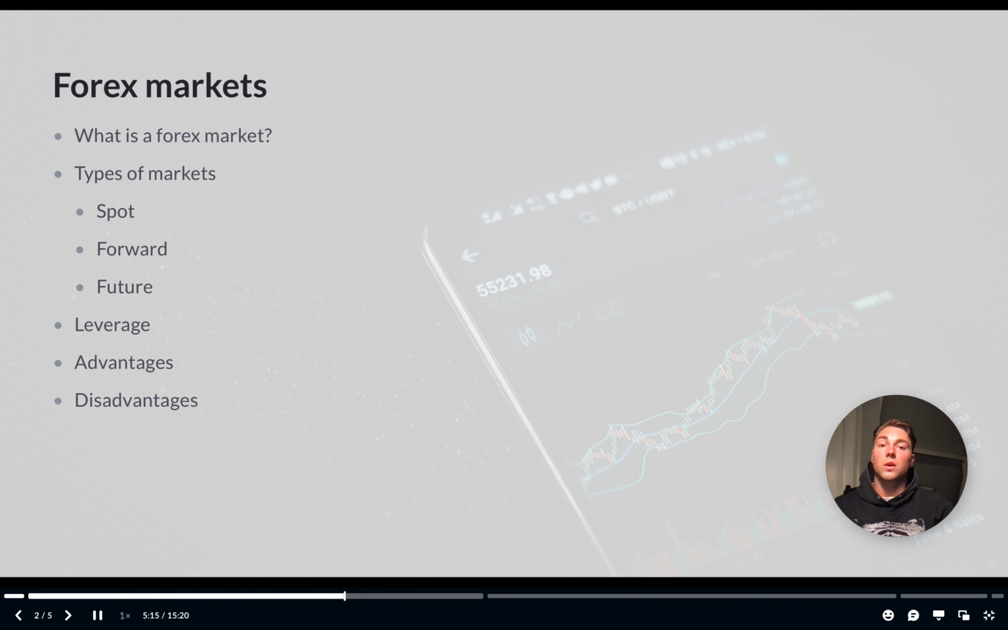A word of caution though, losses are also amplified. And then the advantages of the Forex market. So there are a few advantages, and these are the following. These are very important. There are fewer rules than in other markets, which means investors aren't held to the strict standards or regulations found in other markets.